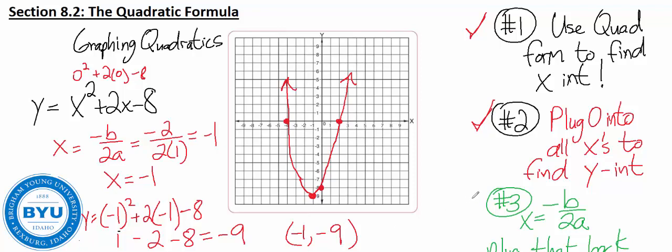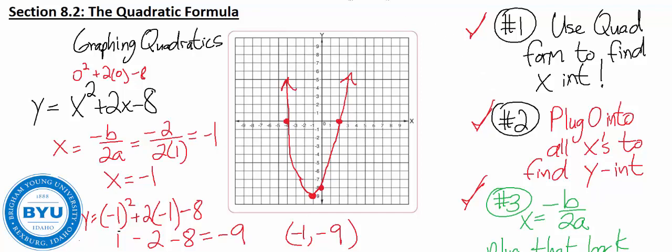3-step process. Use quadratic formula to find the x-intercepts. Plug a 0 into all the x's to find out what the y-intercept is. And then use negative b over 2a to find the x part of the vertex. And plug that back into the original to get the y part of the vertex.